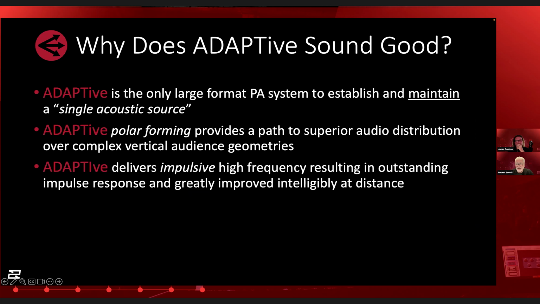So, impulsive high frequency results in what? It's going to sound great on percussion. Anything that's got high frequency transient in it, cymbals, S's, all of those things are going to be really superior if you can have that coming from a single acoustic source all the way out to those high frequencies. That's where the rubber meets the road, in my mind, in terms of detail, especially on intelligibility, and especially on intelligibility at distance. It has a huge impact on that.